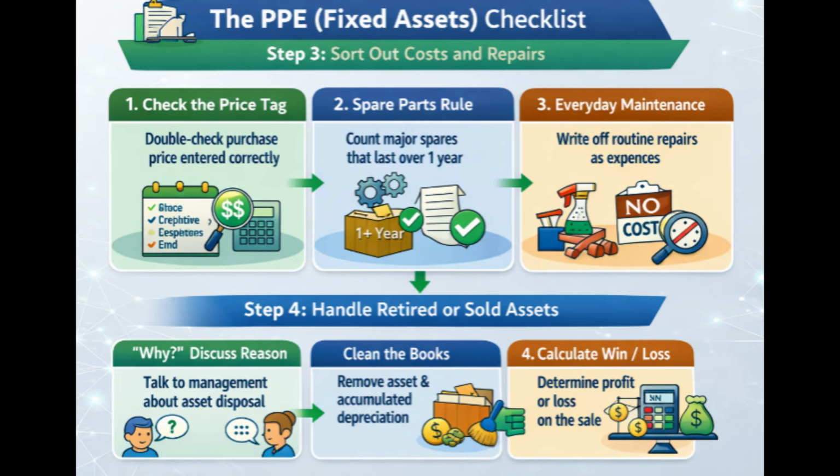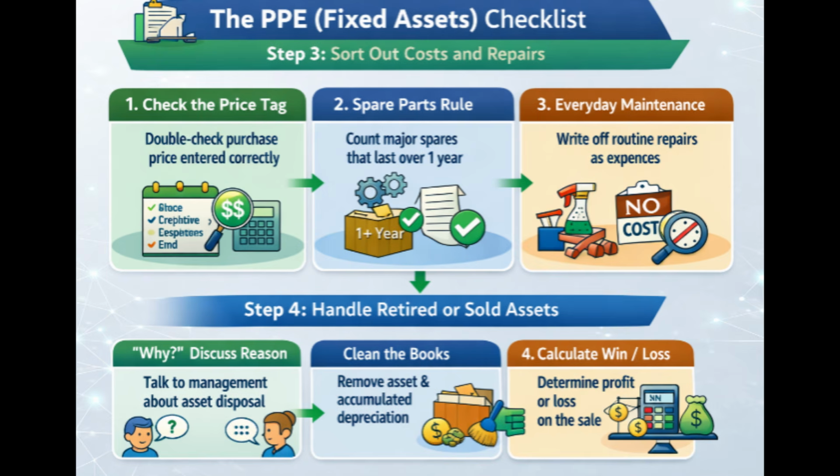Step 3. Sort out costs and repairs. 1. Check the price tag. Double-check that the initial purchase price of the asset was entered correctly. 2. Spare parts rule. Only count major backup parts or specialized servicing tools as fixed assets if they will last longer than 1 year. 3. Everyday maintenance. Do not add daily upkeep, cleaning, or routine repair costs to the value of the asset. These must be written off immediately as regular expenses.